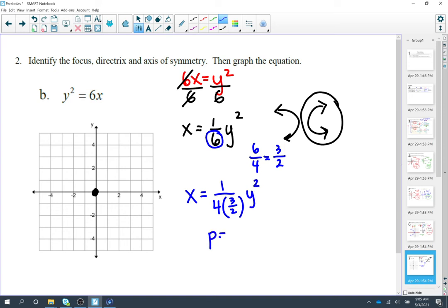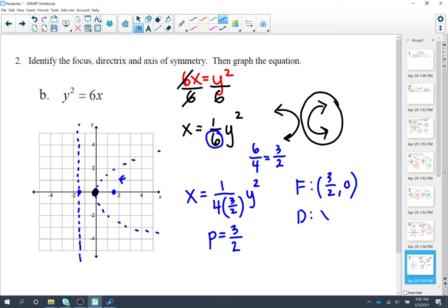So now we know p is 3/2, which is 1.5. We also know that our parabola is going roughly like this. So I'm going to go 1.5 to the right, 1.5 to the left. My focus is going to be inside my parabola, which means my directrix is going to be back here. That gives me a focus at 3/2, 0. It gives me a directrix at x equals -3/2.